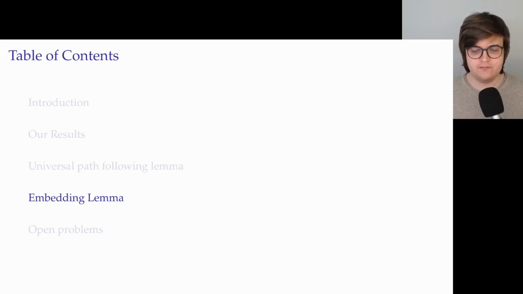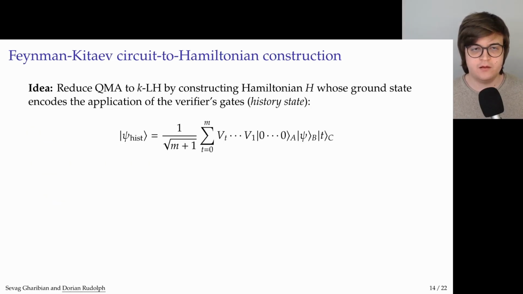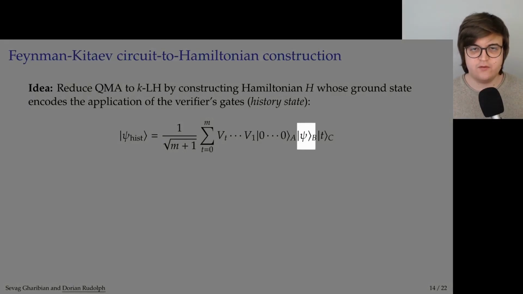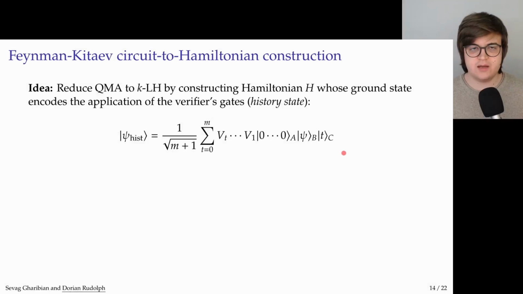Next, I present the embedding lemma, allowing us to embed streaming proofs into an entanglement. Before that, we review the Feynman-Kitaev circuit-to-Hamiltonian construction. The idea is to reduce QMA to the k-local Hamiltonian problem by constructing a Hamiltonian H whose ground state encodes the application of the verifier's gates. This ground state is called the history state psi-hist. It has register A for the ancillas, B for the proof, and C for the time step. The history state then contains all time steps of the computation in uniform superposition.